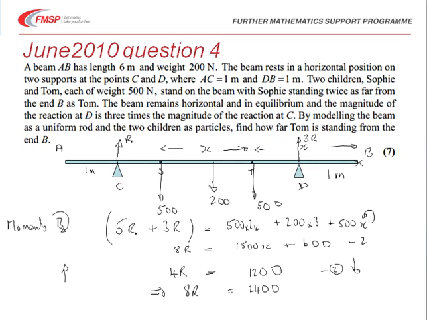The first equation that we had has 8R in it, therefore I can substitute. So substituting into equation 1 gives 2400 is equal to 1500x plus 600. If you evaluate that then by subtracting 600 from both sides and then dividing by 1500, we get 18 divided by 15, or x is equal to 1.2 meters.